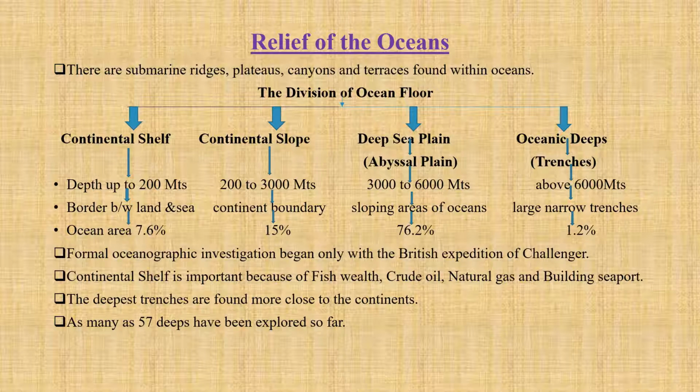The first one is continental shelf. And the second one is continental slope. Third one is a deep sea plain, which is also known as abyssal plain. And the last one is oceanic deeps. So in other words, we can call it trenches.